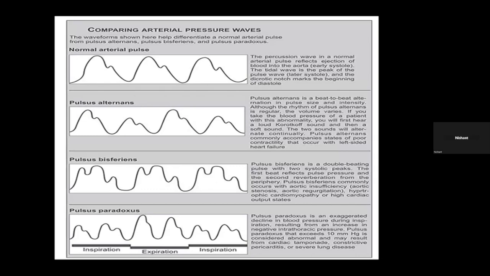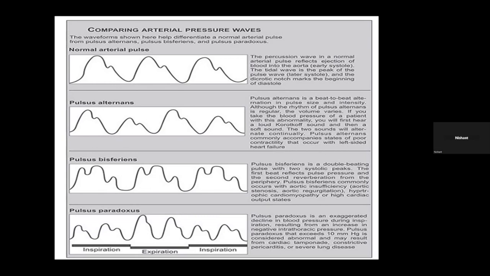This is the other advantage of the arterial waveform contour. Here we can see the normal arterial pulse, but in various other disease states we can see signature curves of the arterial contour. Here we can see pulsus alternans, where we see a difference in the systolic pressure between two beats, as in heart failure. And pulsus bisferiens, where we can see a double beating pulse with two systolic peaks. This is commonly seen in aortic regurgitation or high output states.